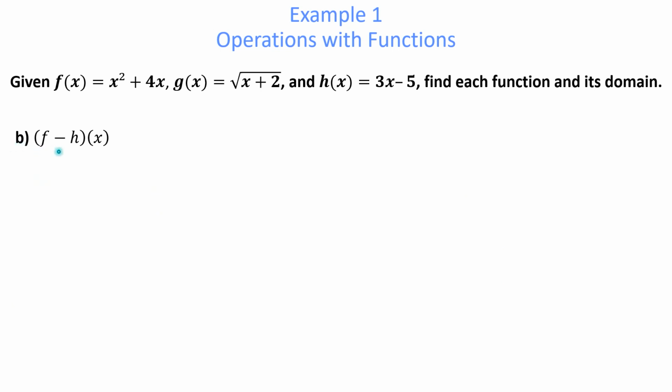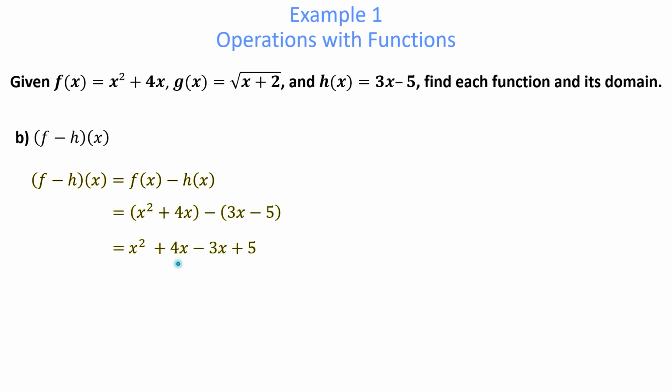Part B. The difference of f and h of x is equal to f of x subtract h of x. Now f of x and h of x can be replaced with what we have here and what we have here to give us the following. And when we remove the brackets, we get the following, and when we simplify what we have here, the final new function is what we have here for the difference of f and h of x.